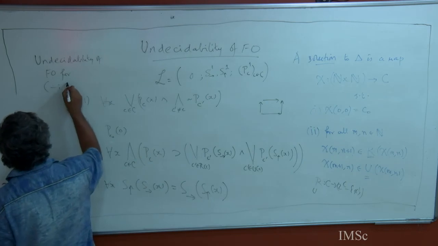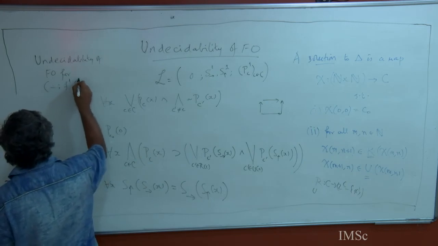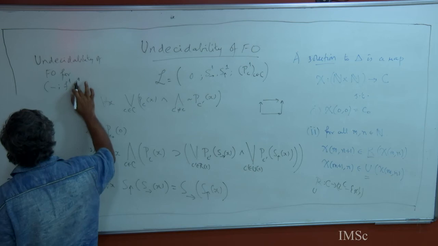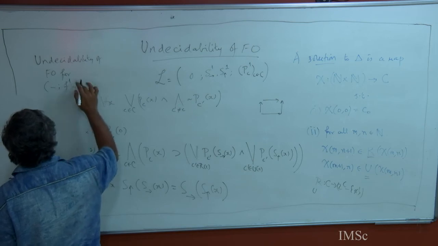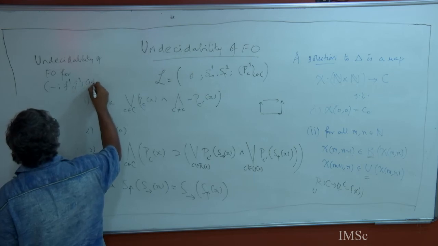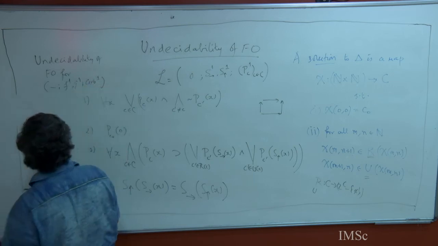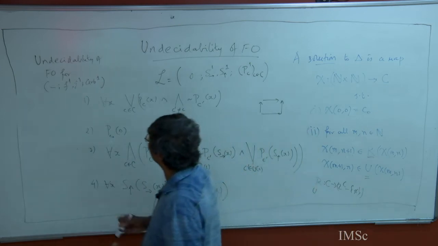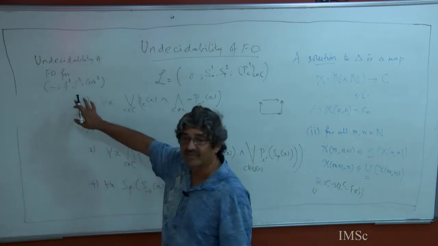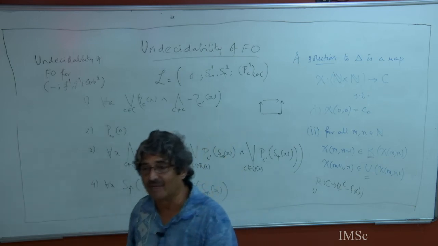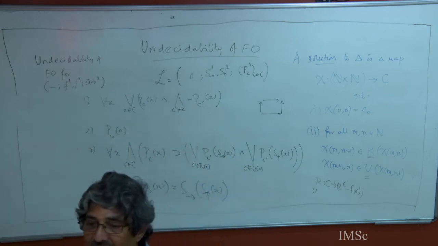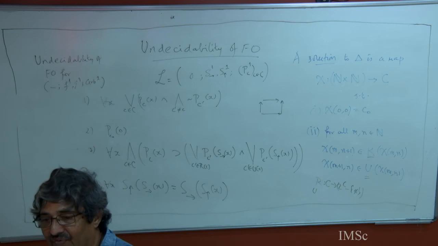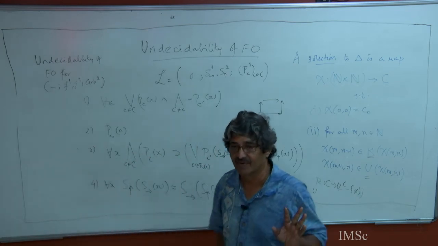But what we had was two unary function symbols, let me call them F and G, and an arbitrary number of unary predicates. Yeah, this is the vocabulary. We have shown undecidability of first order logic for a vocabulary that has two unary functions and an arbitrary number of unary predicates. Okay.